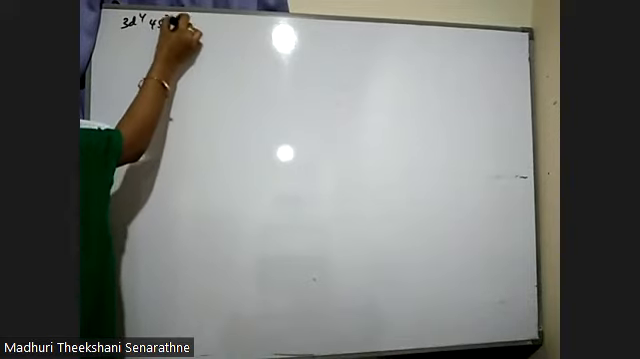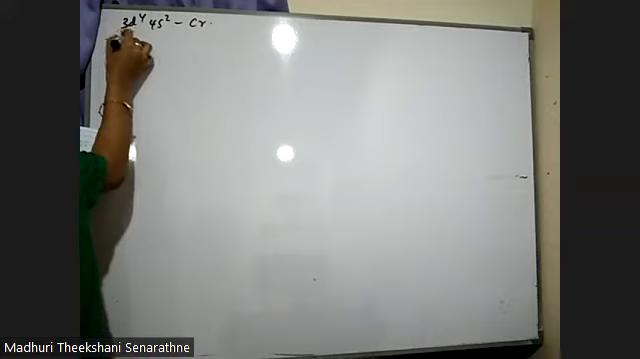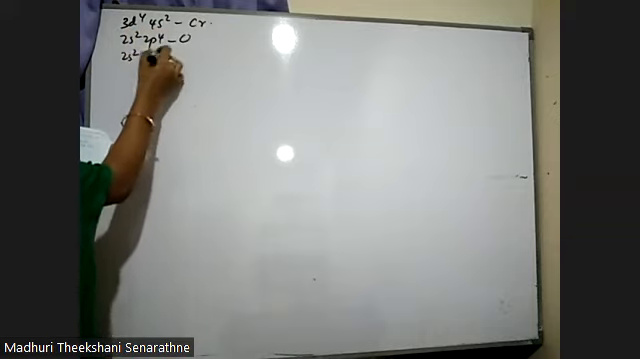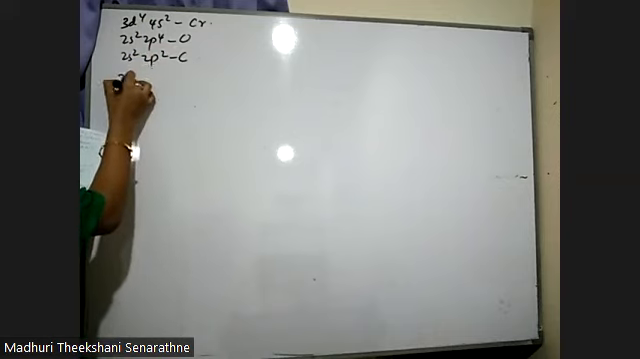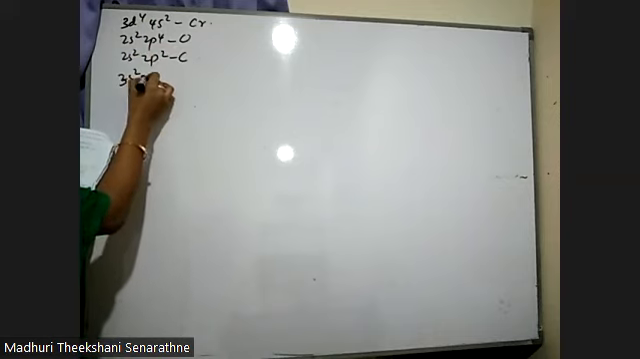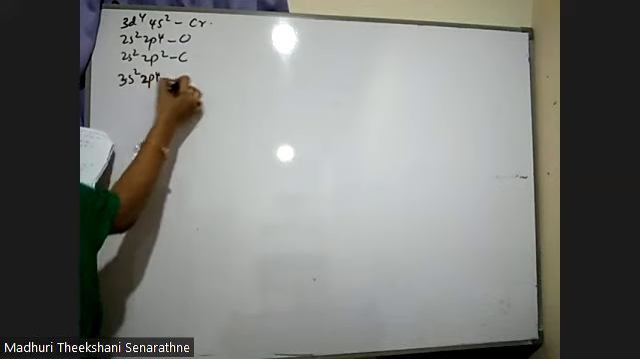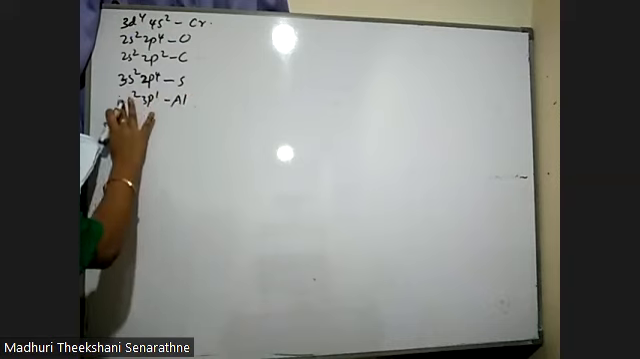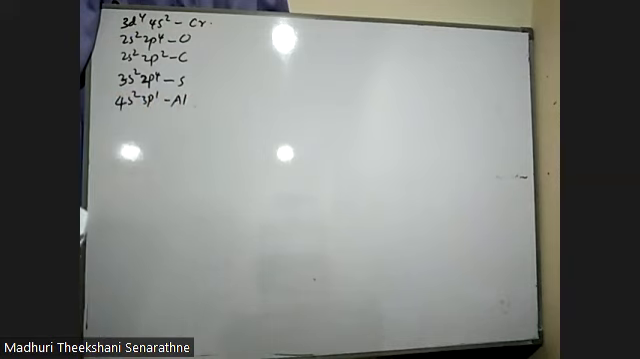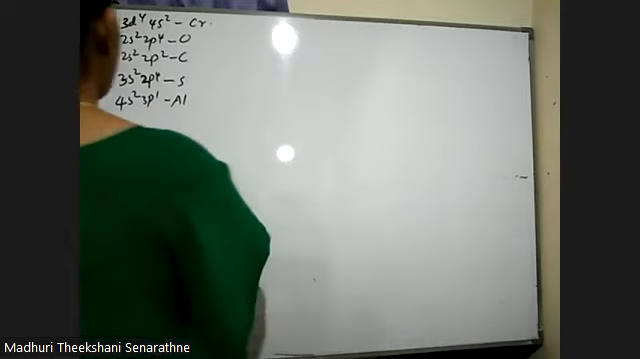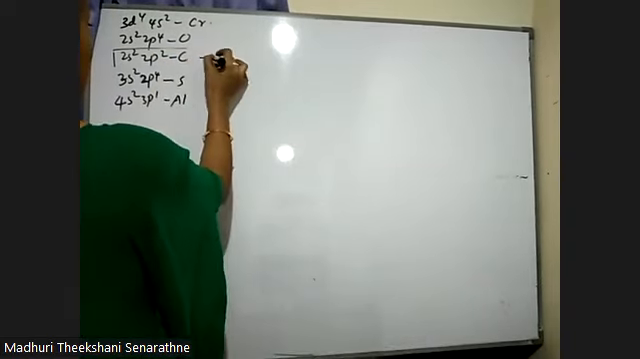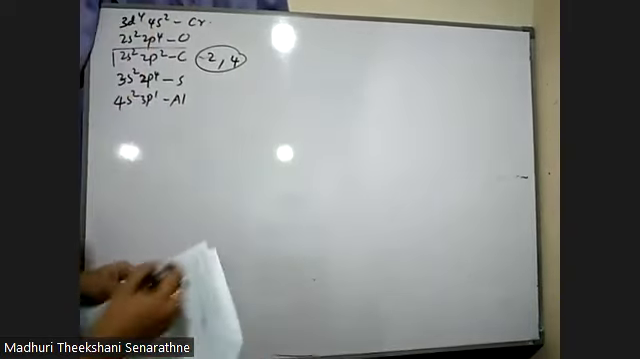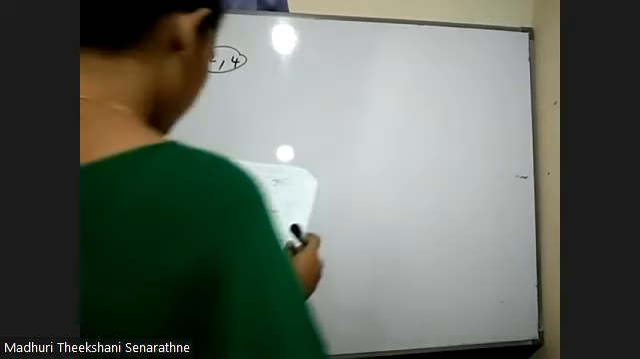3d4 4s2 means chromium. 2s2 2p4 means oxygen. 2s2 2p2 means carbon. 3s2 3p4 means sulfur. 3s2 3p1 means aluminium. Carbon has only 2 and 4 as its valences. Therefore, the answer should be number 2.